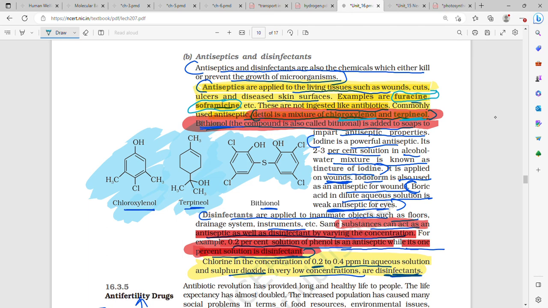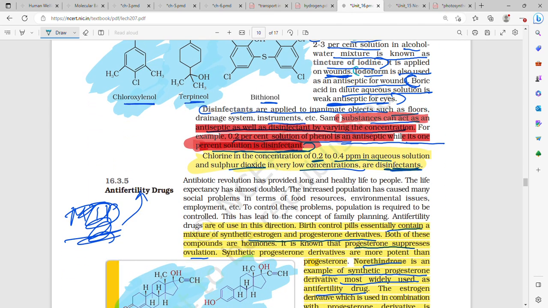Bithionol is another antiseptic. It is added to soap to impart antiseptic properties. Then iodine is also another very powerful antiseptic. 2-3% of iodine in alcohol-water mixture is called tincture of iodine, and it is applied on wounds. Then iodoform is also used as an antiseptic for wounds. Then boric acid in dilute aqueous solution is used as a weak antiseptic for eyes.